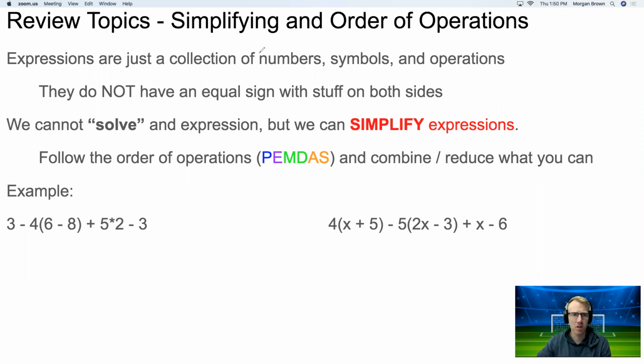So expressions are a collection of numbers, symbols, and operations. So there's no equal sign. You don't have two things, one on one side, one on the other side, set together with an equal sign. You just have a collection of stuff, and it has a certain value or meaning, and you're trying to rewrite it in a nicer, easier way. So we're not solving these expressions. We are simplifying them and writing them in a better way.